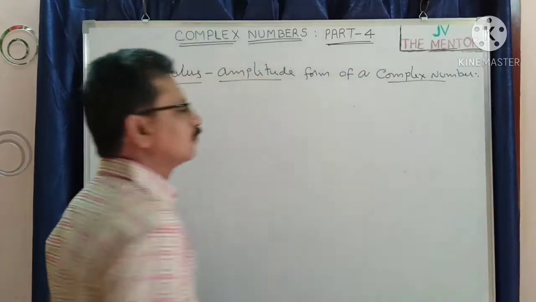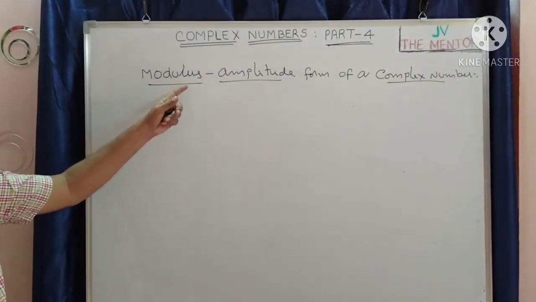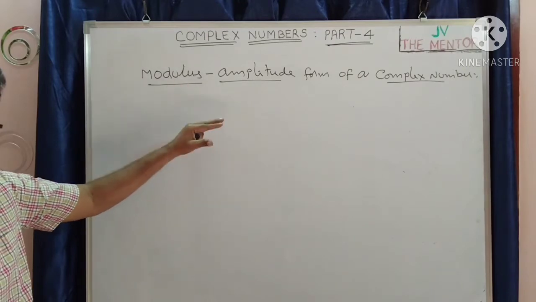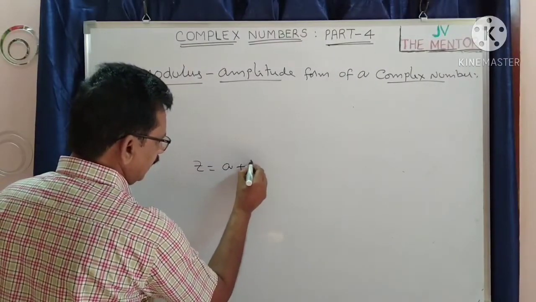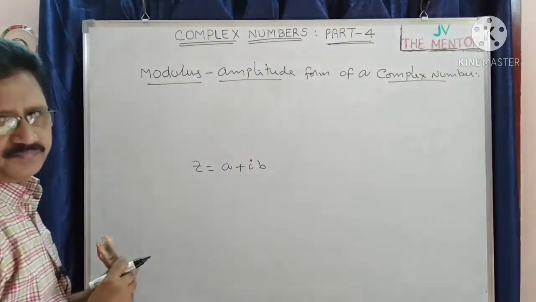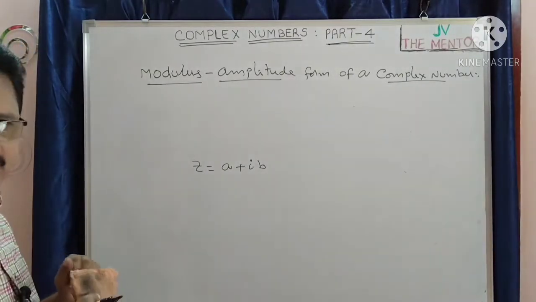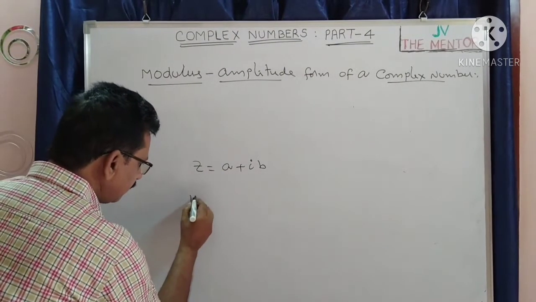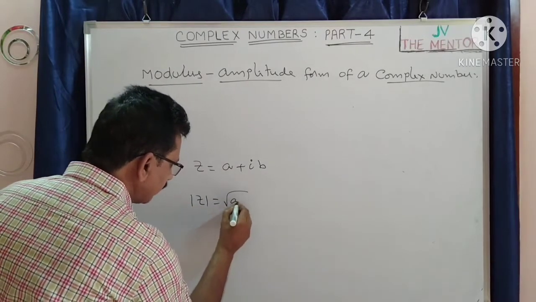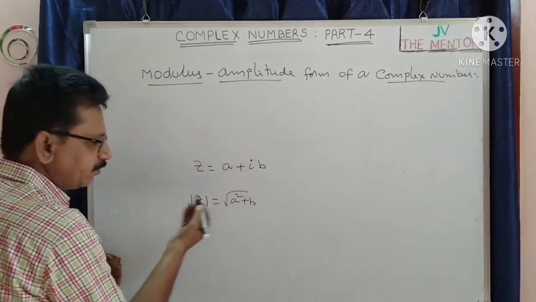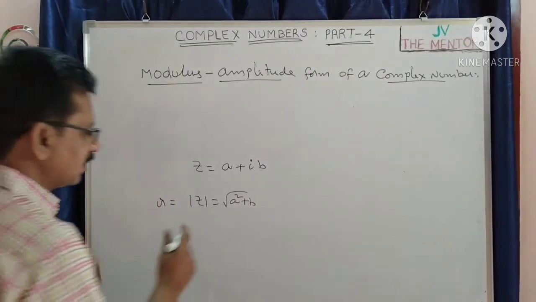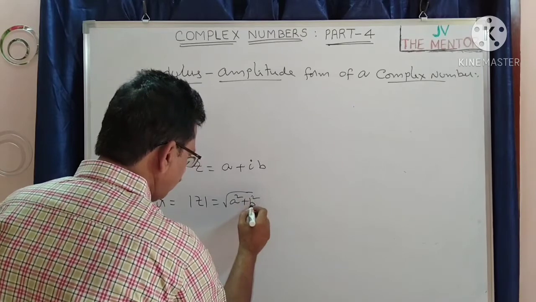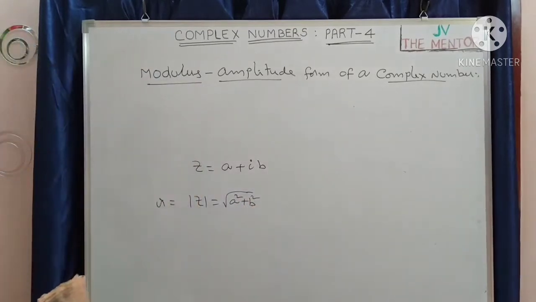This is a combination of modulus and amplitude. What is the modulus? If z equal to a plus ib is a complex number, the modulus of z is mod z equal to root of a square plus b square. It is also denoted by r. R equal to mod z equal to root of a square plus b square. This is the modulus of a complex number.